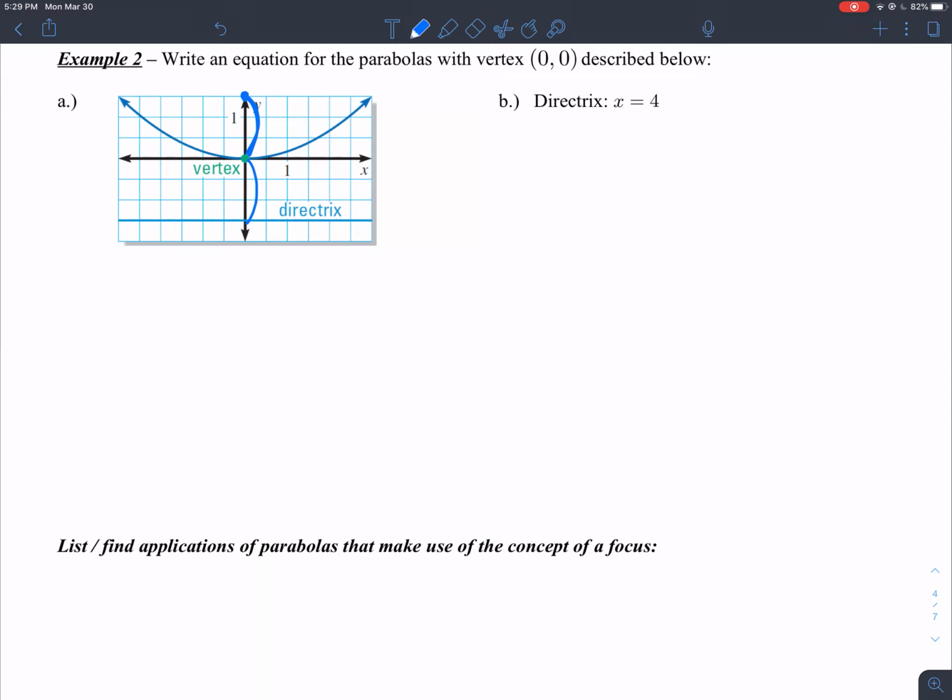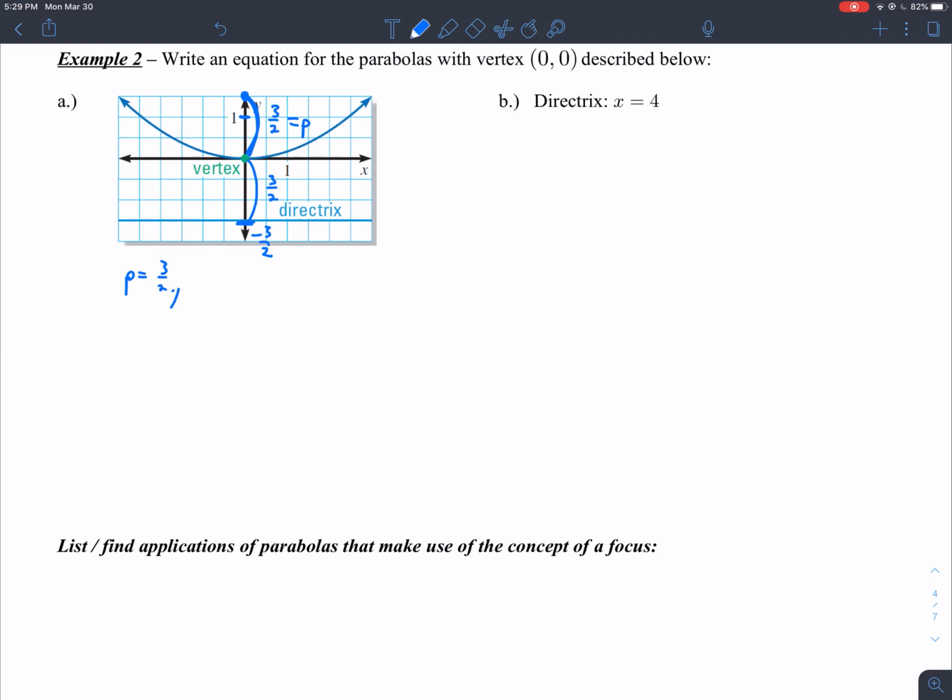Now just be careful, the 1 unit is 2 blocks here, okay, that's 1 unit. So this distance here is actually 3 over 2. The distance is 3 over 2, the coordinate here would be negative 3 over 2. It's kind of tricky to think about, but okay. So p is 3 over 2, alright. So I know that. I know p is 3 over 2, positive because the parabola opens up.